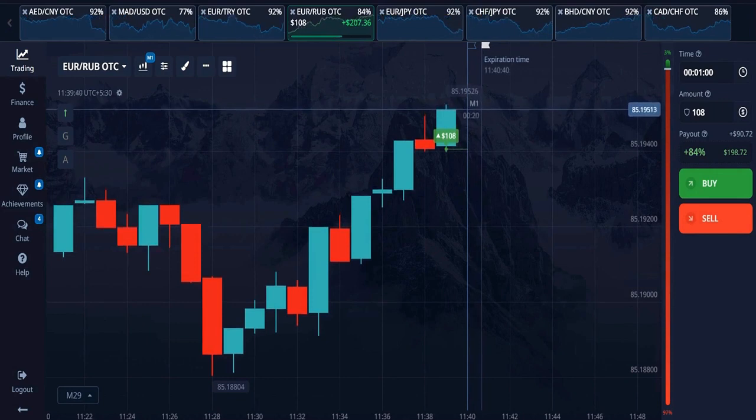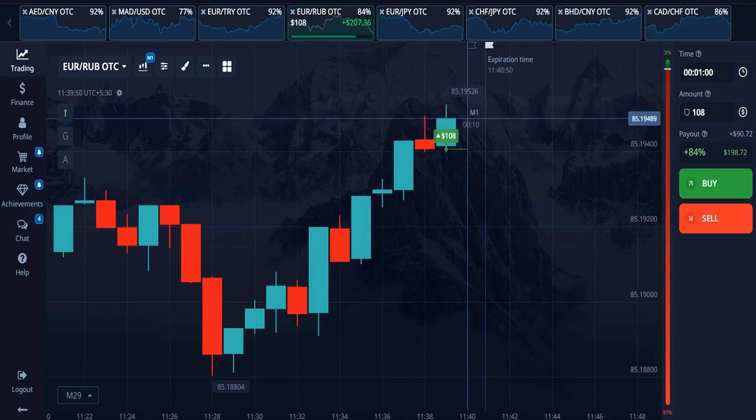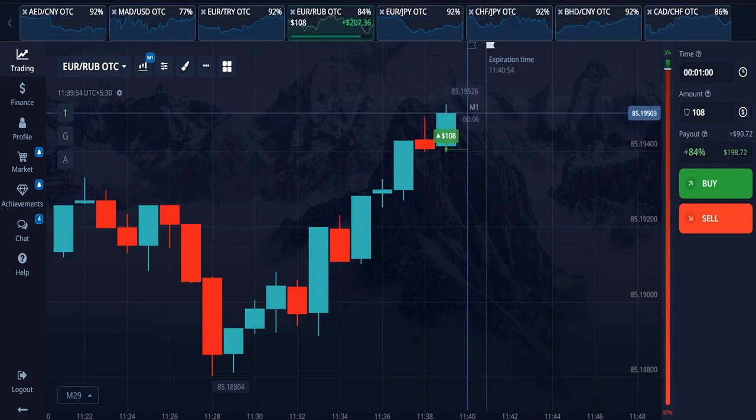Even better, the current market trend is an uptrend, adding to the strength of this setup. With all these factors in our favor, taking a trend continuation buy trade here is a smart decision.